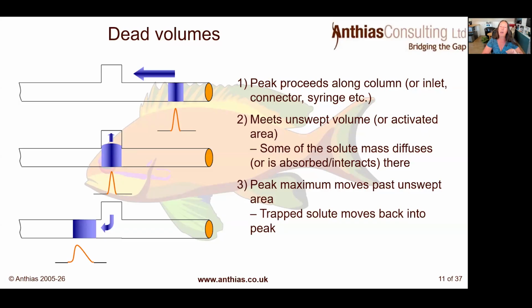But again, if they come off, they have a stronger interaction, which means they're going to travel slower through the system, and they will then join the back of that peak, and we'll end up with that tailing peak. So with dead volumes, they affect everything. But active areas will only affect those compounds that can have that interaction, whether it's absorption or hydrogen bonding. So usually it's more polar species which are going to suffer from activity.